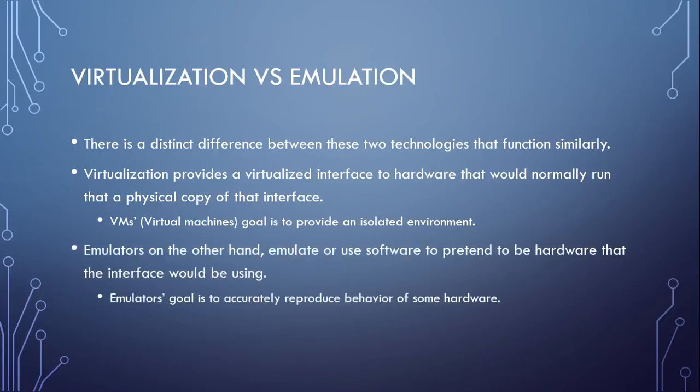Emulators, on the other hand, use software to pretend to be the hardware that the interface was using. Emulators' goal is then to accurately reproduce behaviors of hardware. A good example of emulators would be, if you've ever played an older console emulator, like Super Nintendo, PlayStation, etc. Obviously, you don't have a physical PlayStation that you're playing on. Instead, what you're doing is you're emulating, you're pretending to be the hardware that it would be functioning on. That's an emulation, not a virtualization.